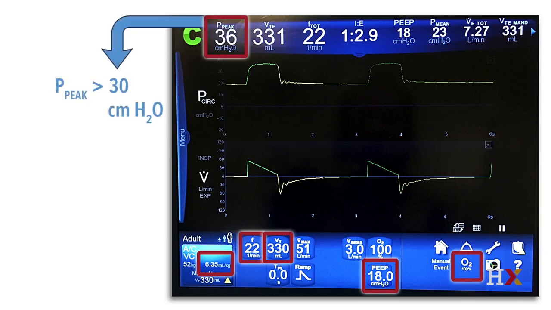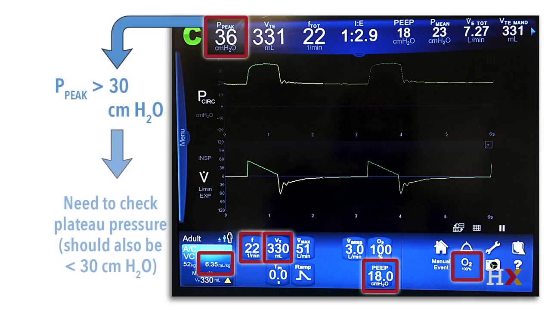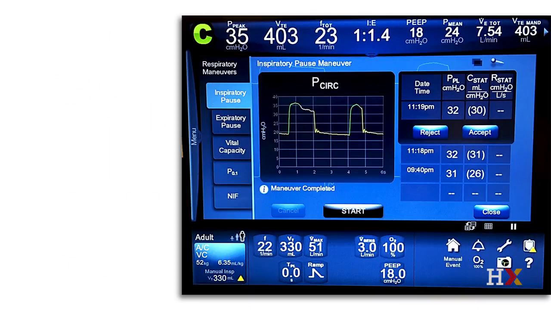Because that's higher than 30, we now have to be concerned that perhaps the plateau pressure is also higher than 30. The way to do this is to perform an inspiratory hold. Here's an example of the inspiratory hold being performed on this very patient. We can see here that the plateau pressure, which is provided here on this inset screen, is 32.